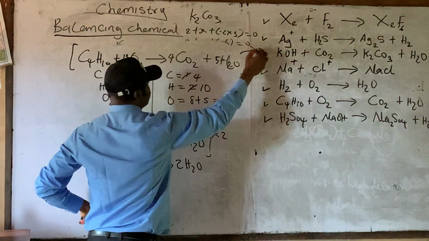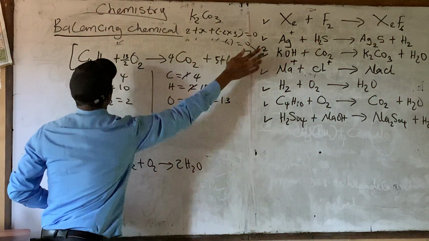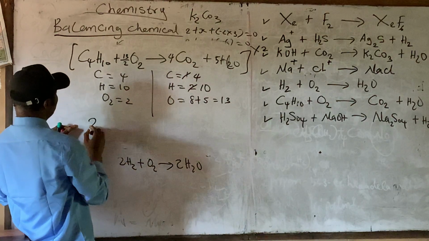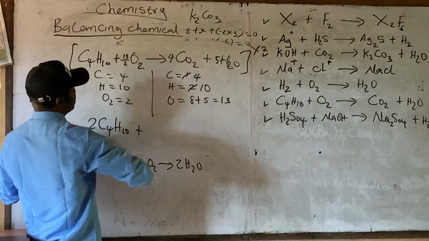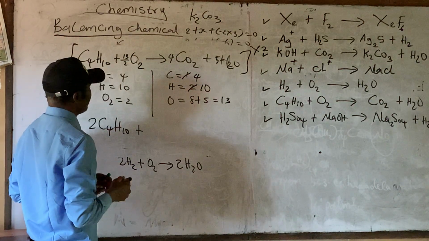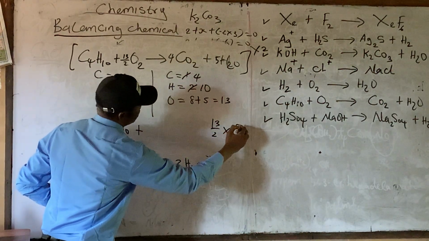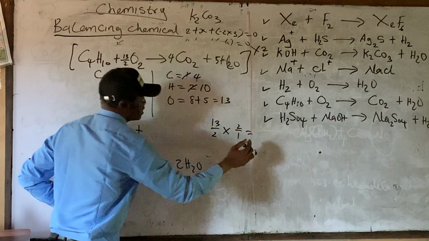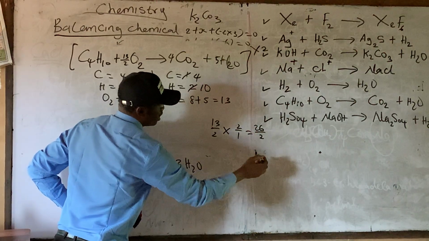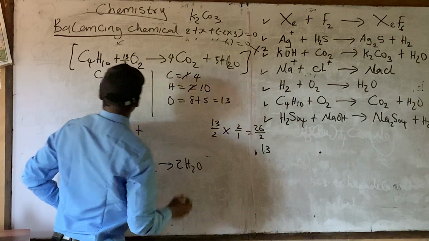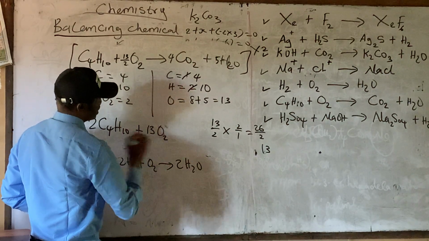Okay? If I multiply by 2, watch the miracle that will happen now. If you multiply by 2, a miracle will happen. 2 times this guy will become 2C4H10 plus, if 2 multiplies this, what do you think will happen? This is 13 over 2 times 2 over 1. This times this, 13 times 2, 26. 26 divided by 2 gives me 13, so that I will have 13 oxygen. Good. 13 oxygen. You see that now?